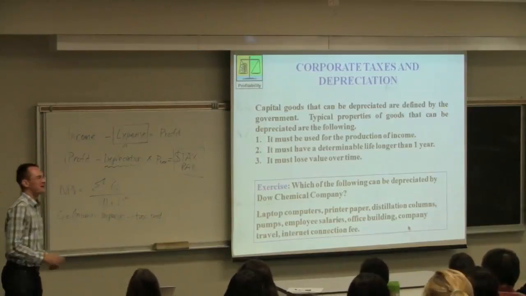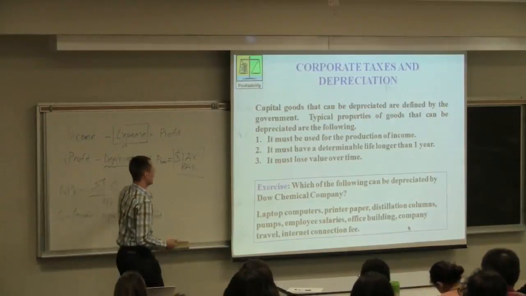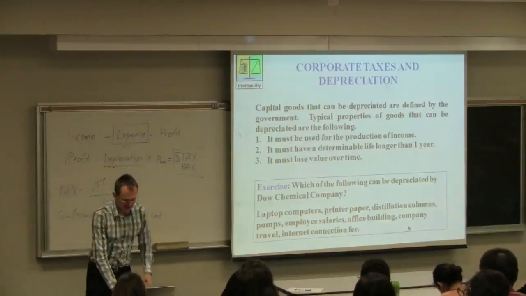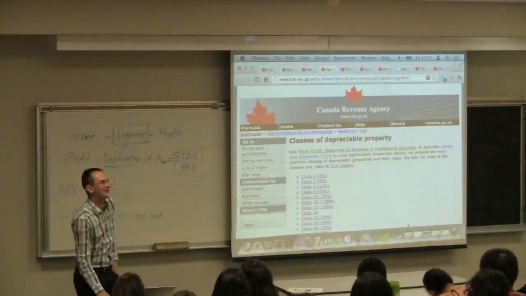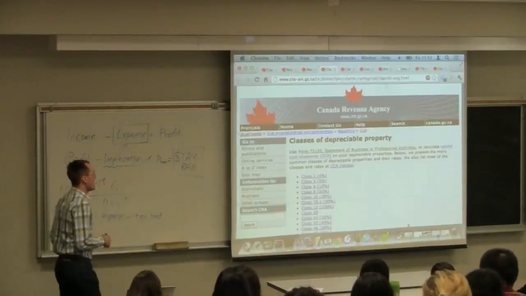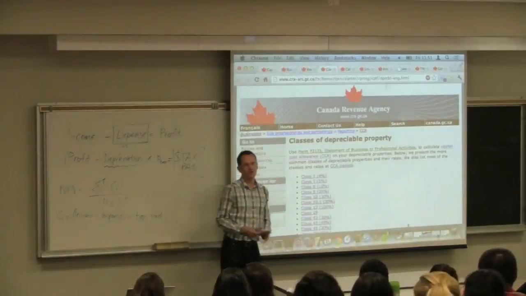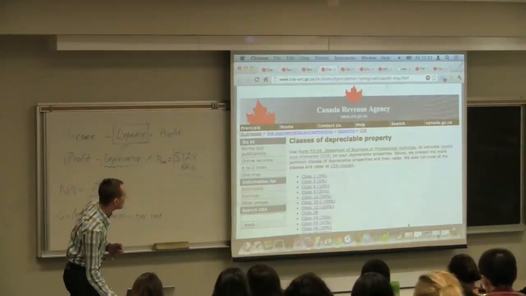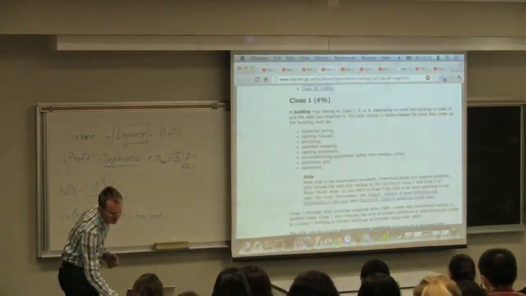Okay, company travel. It's an expense, but not depreciable. Internet connection fees is an expense. So there is a very clear list. I'm not going to say clear list, it's not a clear list. It's a long list of items that are depreciable, and these are the rates at which you can depreciate items. The government works in the sense of groups of assets called classes. So they talk about each class here below. Let's just take a look here.